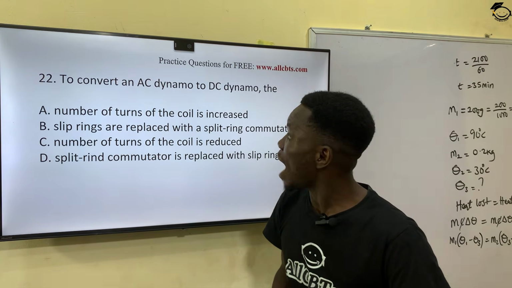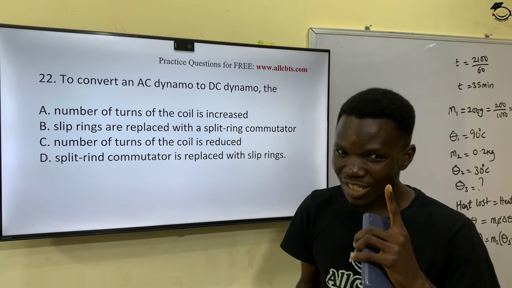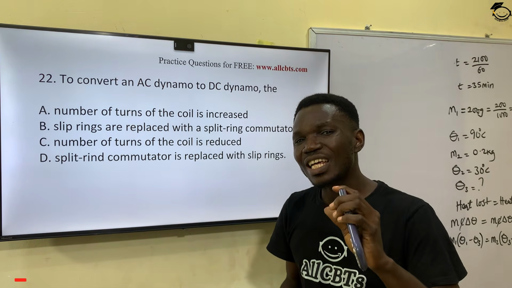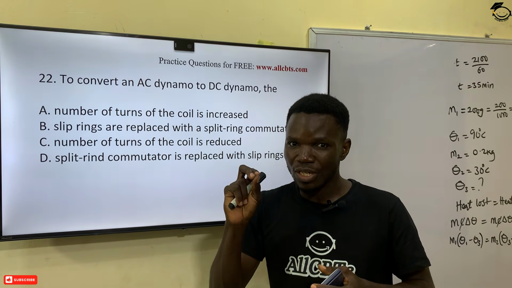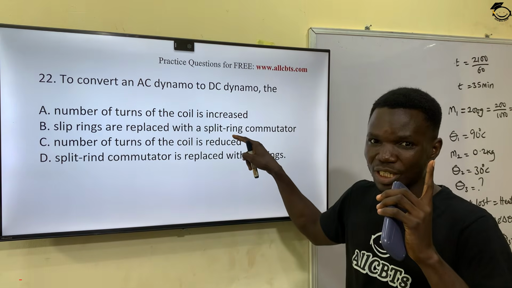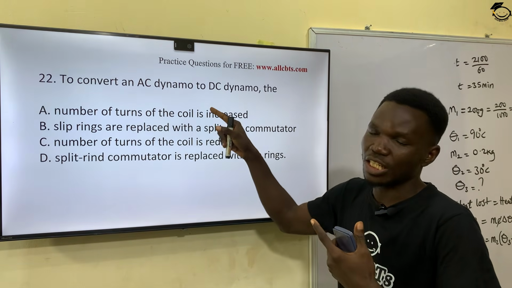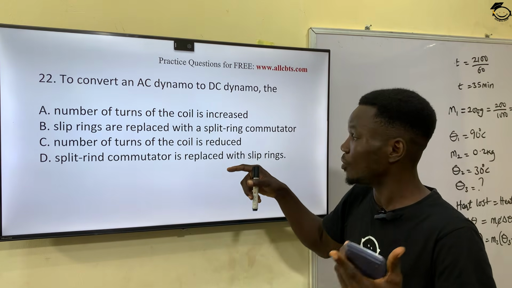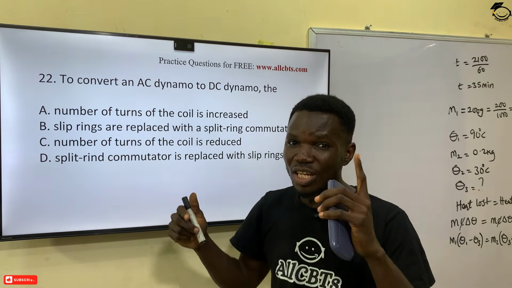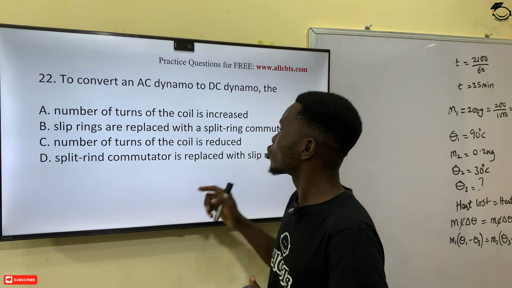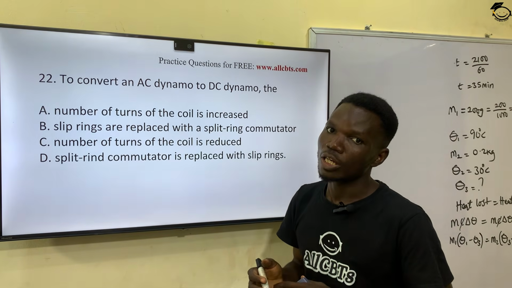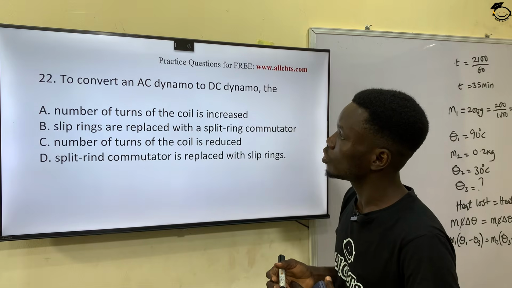Now, slip rings are present in AC dynamo or AC generator. Dynamo is a generator. So in an AC generator, what you have there is slip rings. But split rings are only present in a DC, a direct current dynamo or a direct current generator. So when you replace your slip rings, which are present in AC, with split rings, it means you have converted your AC generator to a DC generator. So the correct answer to this question is option B, which says slip rings are replaced with split ring commutator. So that takes us to the next question, which is question number 23.